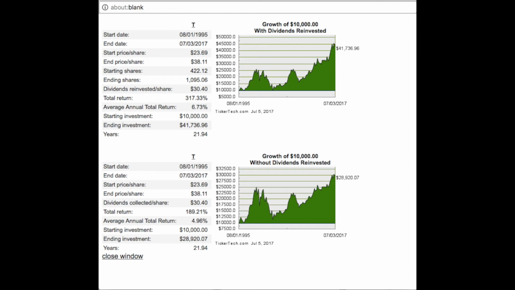With dividends reinvested, you end up with $41,700 on a $10,000 investment. And without dividends reinvested, you end up with $28,900 on a $10,000 investment. I mean, there's a 40% difference in the value between with dividends reinvested and without dividends reinvested. So like I said, dividend reinvestment just continues to snowball the longer that you are invested in a stock.